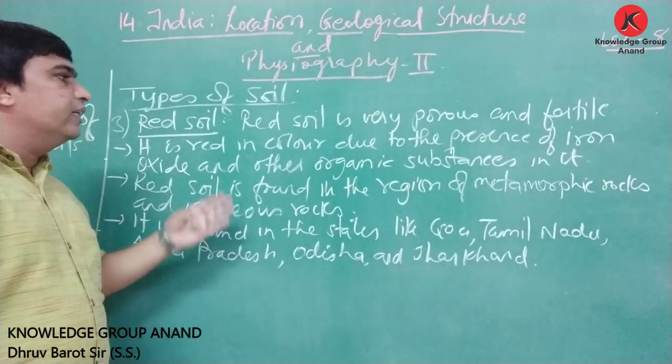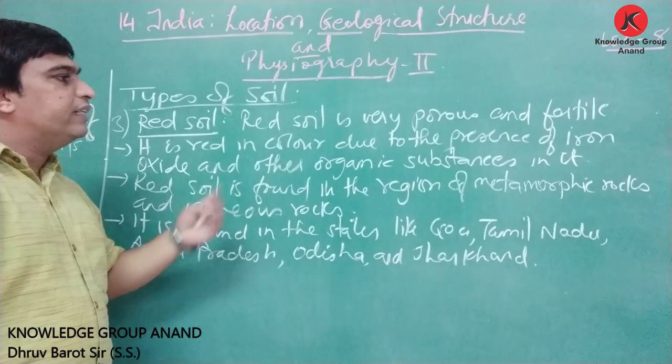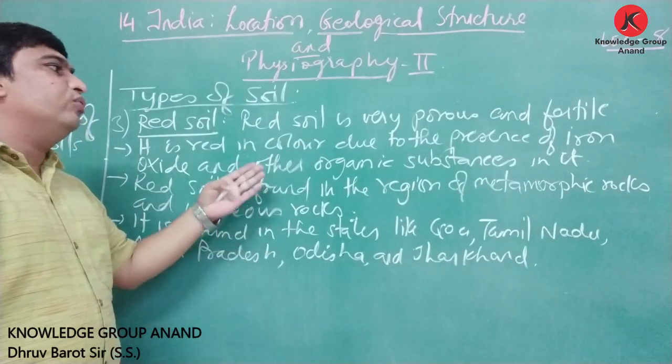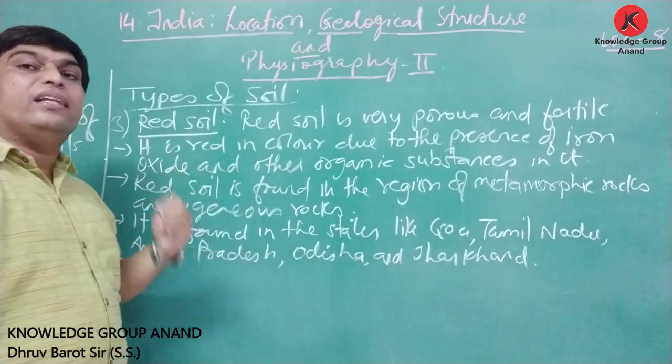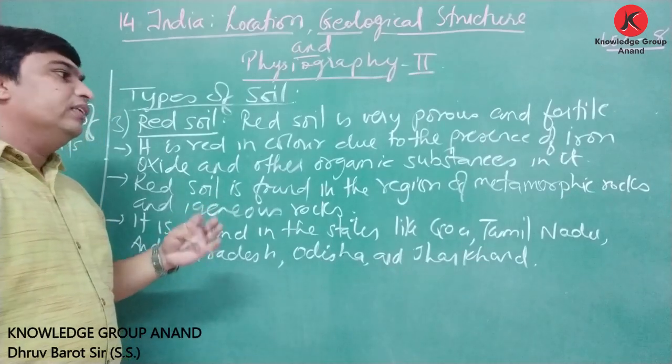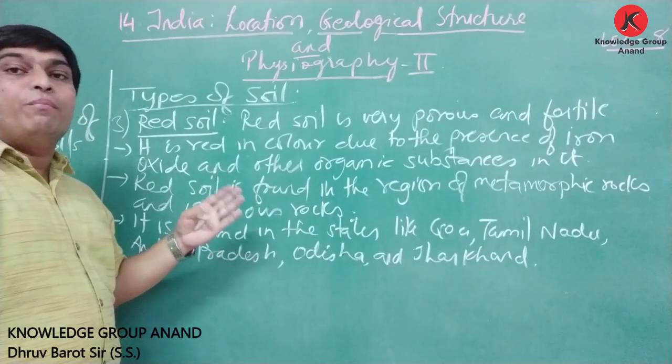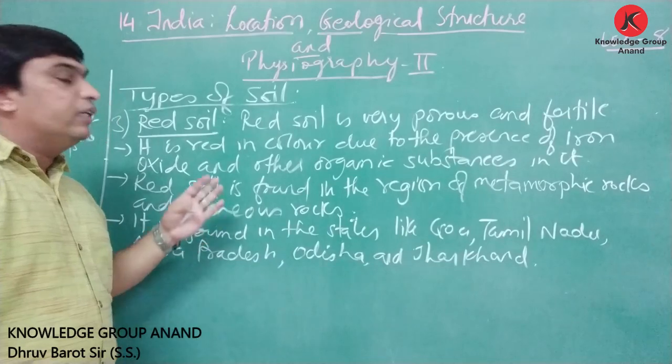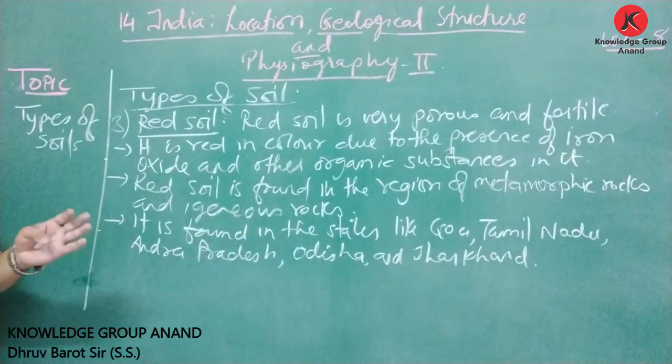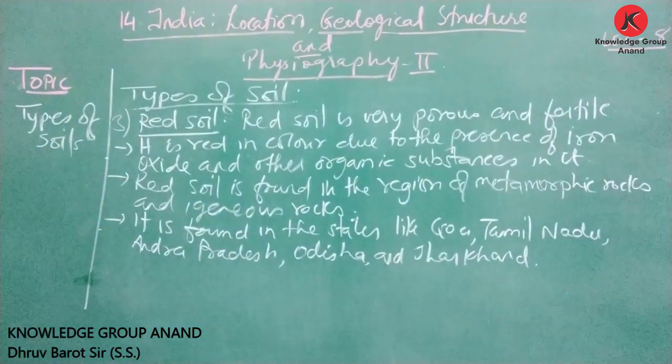So friends, here you might have understood about the red soil now. It is red in color due to the presence of iron oxide and other organic substances in it. It is found in the region of metamorphic and igneous rock. Now let us understand about the fourth, that is laterite soil.